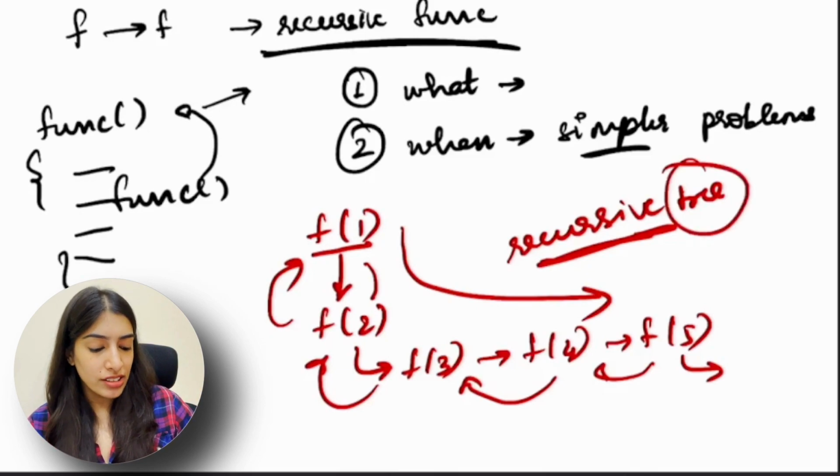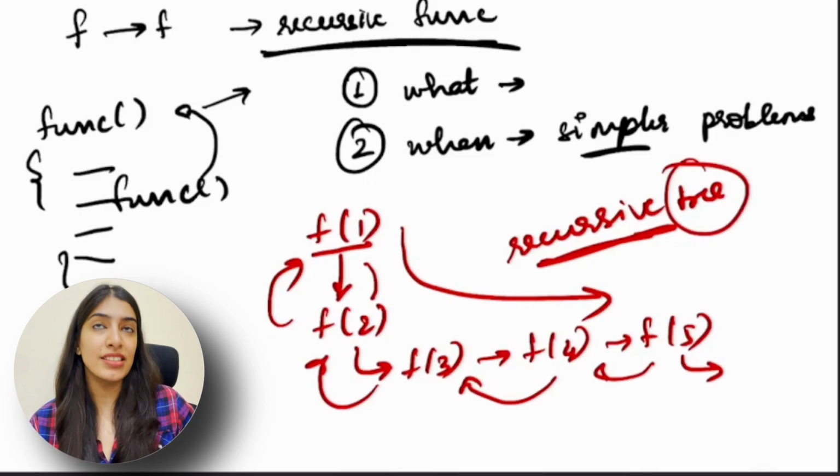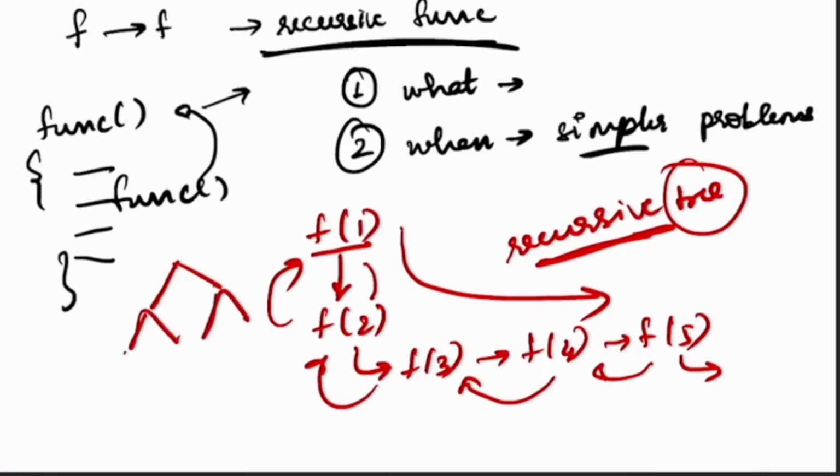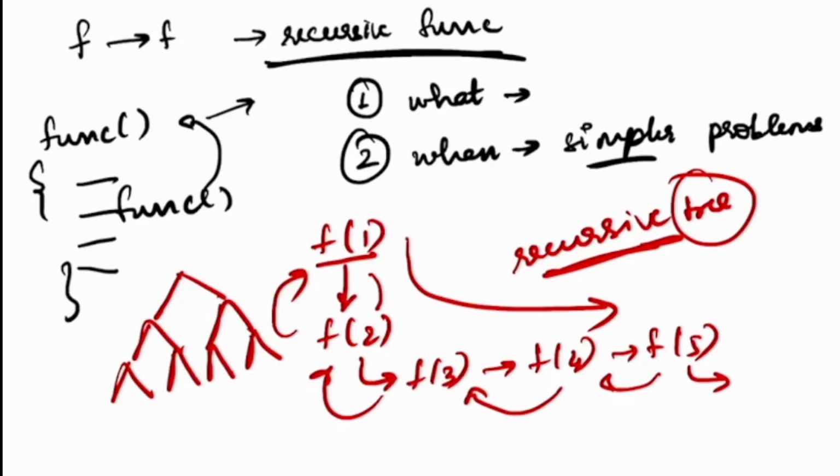And why are we calling it a tree? Because in complex questions, like say for example Fibonacci, it will start looking like this. Our recursive tree will look like this, which actually looks like a tree, right? So this is the second important point of recursion, the visualization. So we will be drawing a recursive tree to understand how the function calls are going to happen.